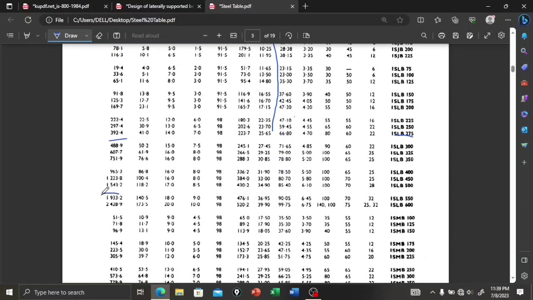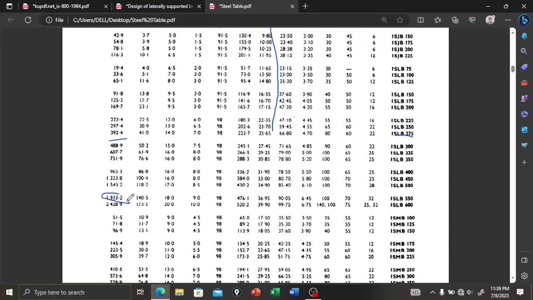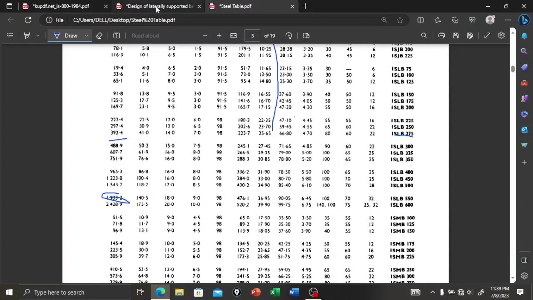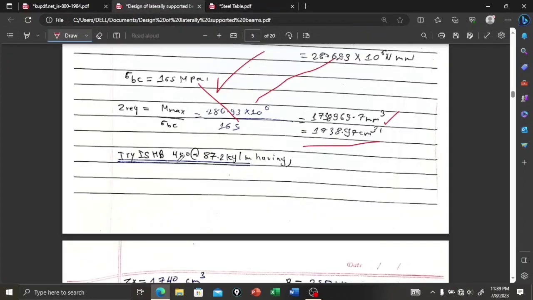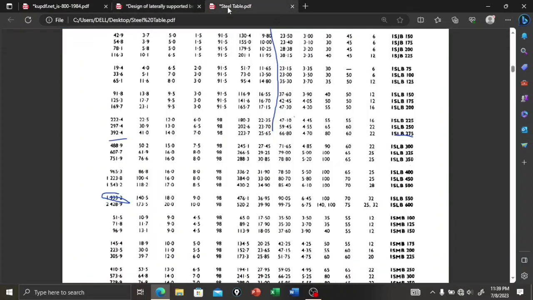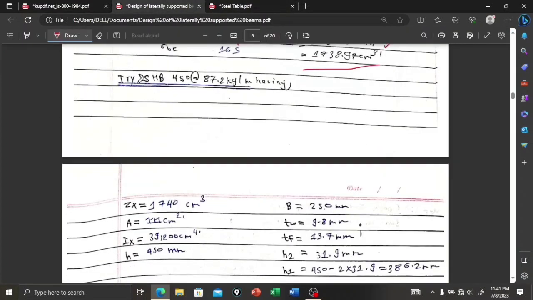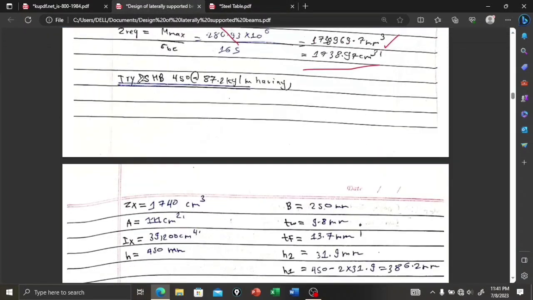We can choose this ISLB 550. I have chosen ISSB 450. For ISSB 450 at 87.2 kg per meter, all the values are taken from the steel table.